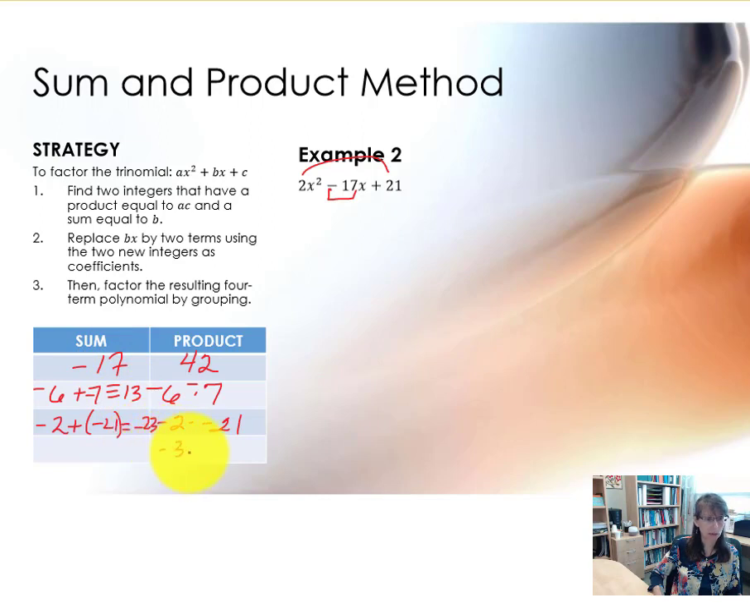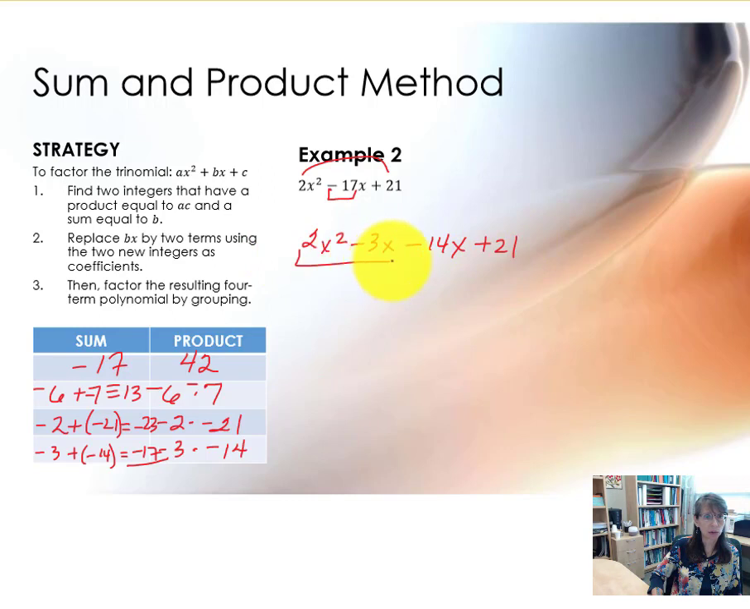So maybe -3 times something would be helpful. 42 divided by 3 would make 14. Is -3 added to -14 a match for what we're looking for? And it is. That works. So I know to replace the middle term with -3x and -14x. So 2x squared minus 3x minus 14x plus 21.